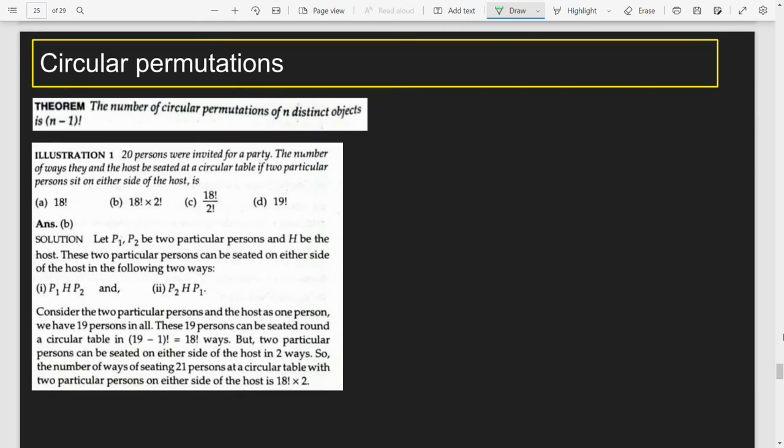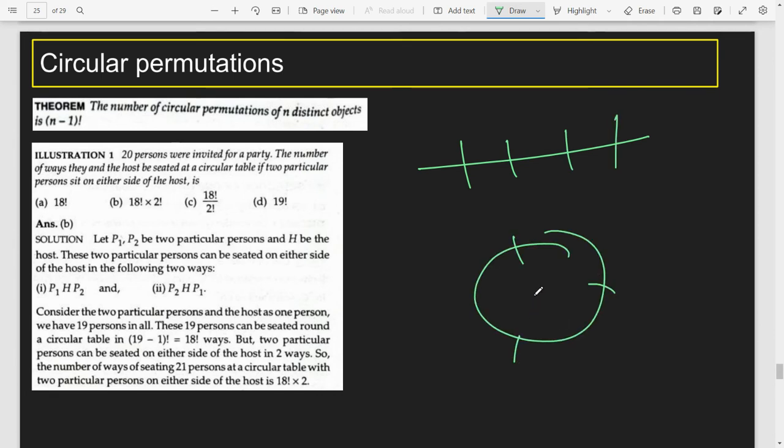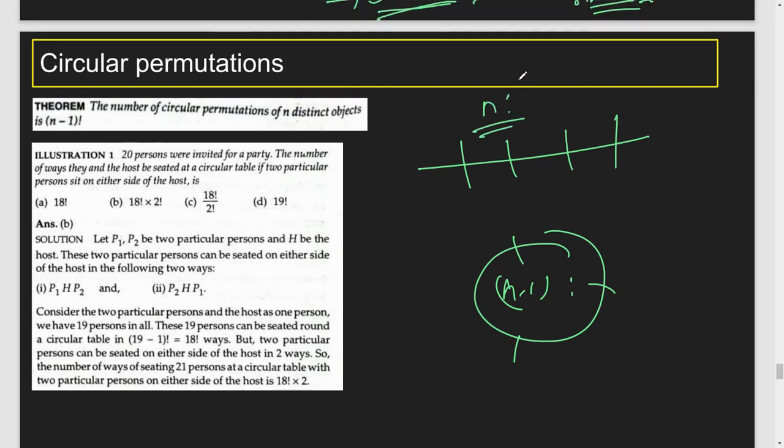Then there's something called circular permutation. Circular permutation and linear permutation are different. The number of circular permutations of n distinct objects is n minus 1 factorial. Okay. And linear is n factorial. So you have to keep this in mind. If you're doing the linear permutation, it is going to be n factorial, meaning arranging them in a single line. And if you are arranging them in a circle, it is going to be n minus 1 factorial.